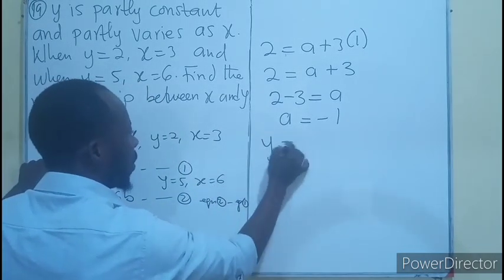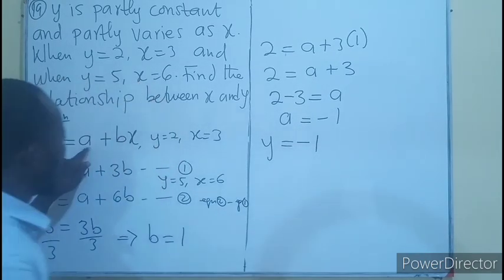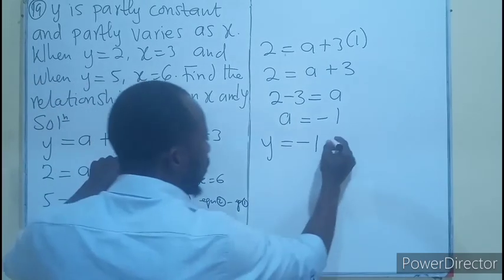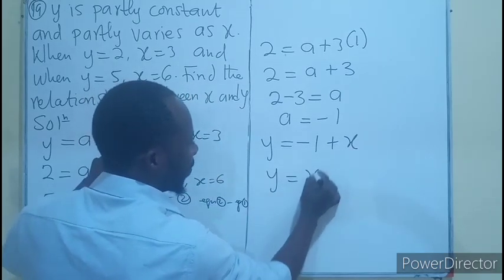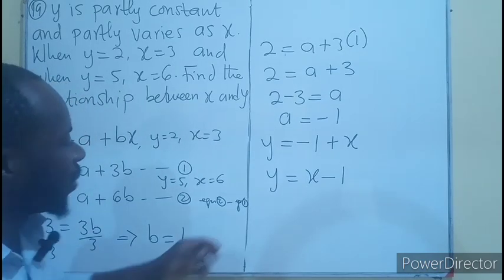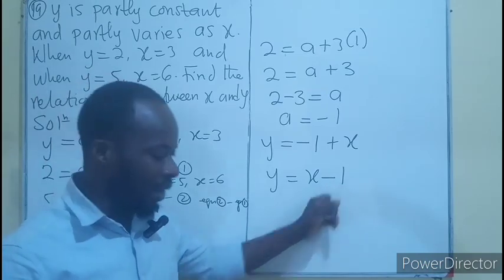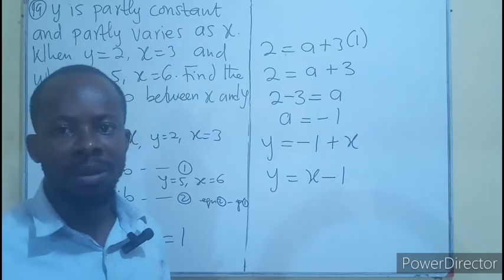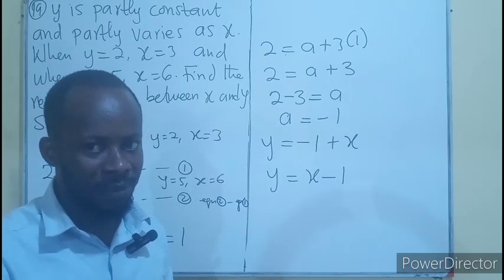So what will be the relation? Y equals a, where the a is minus 1, plus bx, and our b is 1. So it means x. This could also be written as x minus 1. So the relationship between x and y is just y equals x minus 1. And on the options, that is going to be B. Option B becomes the preferred solution for that question.